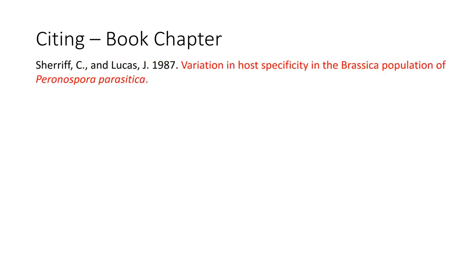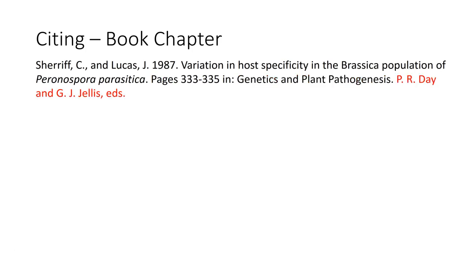If you're looking at a book chapter, you would have the authors, and in this particular case, we've got Sheriff and Lucas. We have the year that this was published in. We've got the title, and this says Variation in Host Specificity in the Brassica Population of Peronospora parasitica. This is found on pages 333 to 335 in Genetics and Plant Pathogenesis, which is the title of the book, that has the editors P.R. Day and G.J. Jealous. And this was published by Blackwell Scientific Publications out of Oxford.